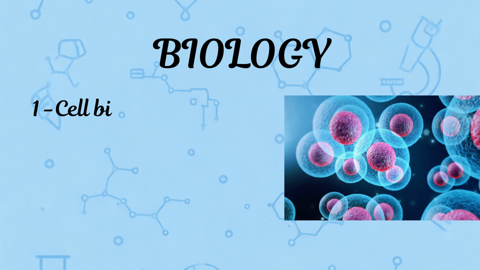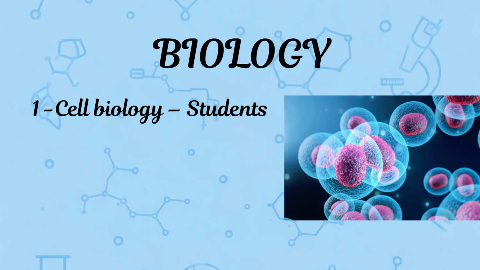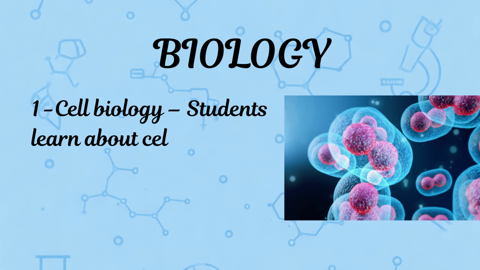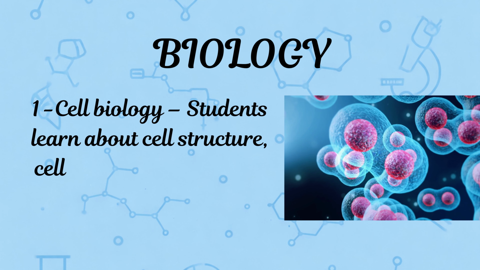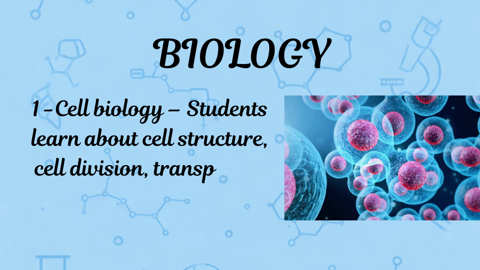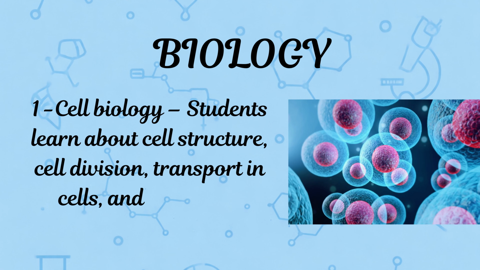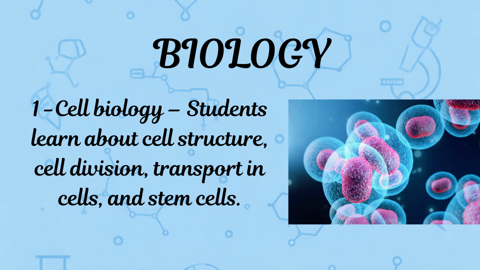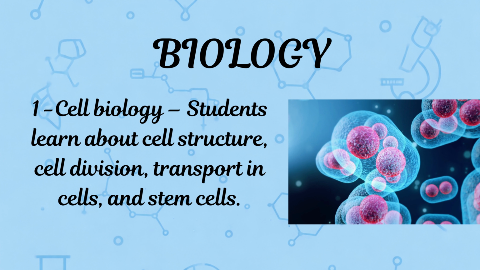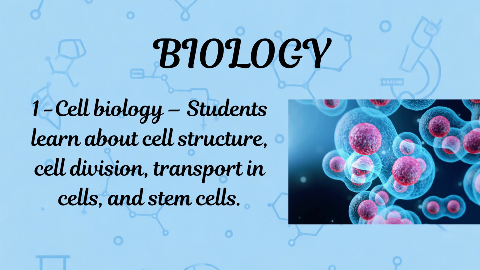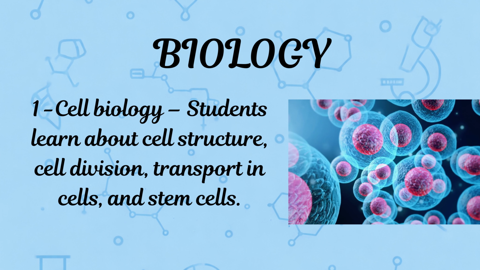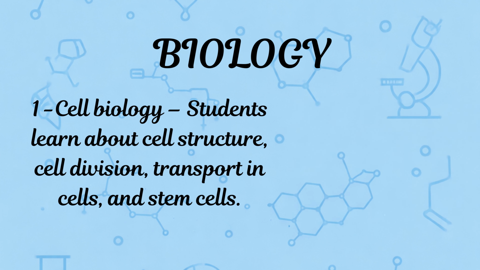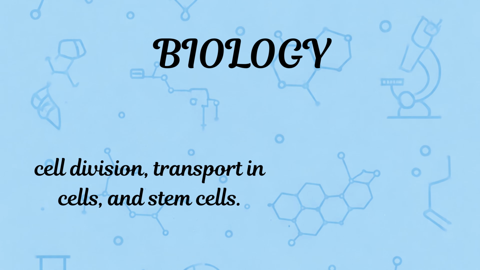Okay, so we're going to start with the biology paper and we're going to start with part one, which is cell biology. So students learn about cell structure, cell division, transport in cells, and stem cells. This is also going to include things like osmosis, things such as active transport, diffusion. It's going to include the osmosis required practical, prokaryotic cells, specialized cells, all things such as that.